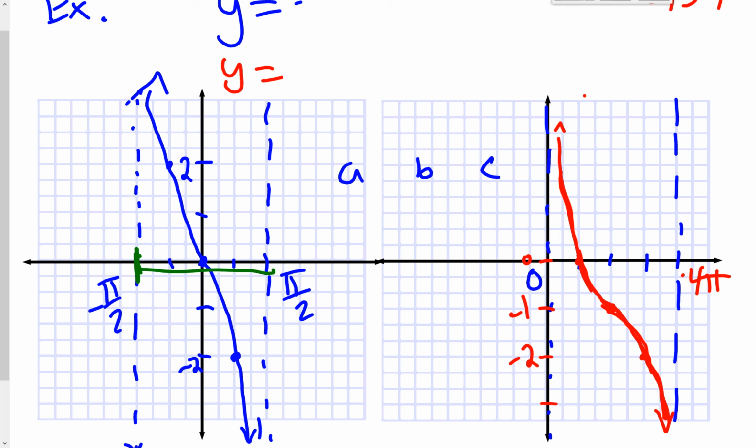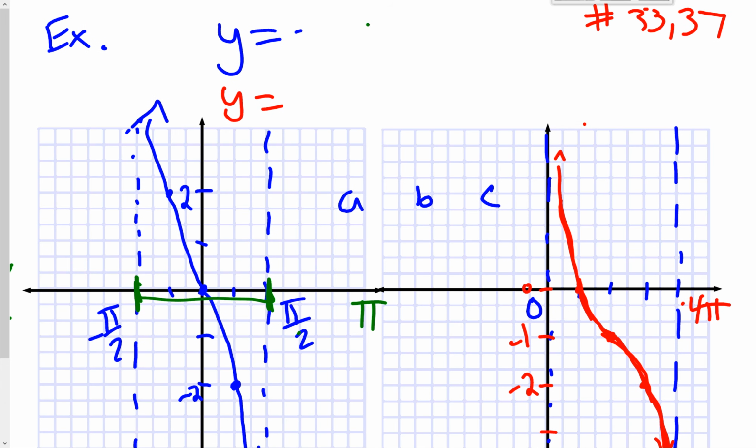How far does it take to repeat itself? That distance is pi, and here we're looking at cotangent or tangent. Tangent normally starts at negative pi halves and goes to pi halves, so we're probably writing a tangent equation for this one. This second one starts at 0 and goes to 4 pi, so it's probably a cotangent because it starts at 0. It's just easier that way.